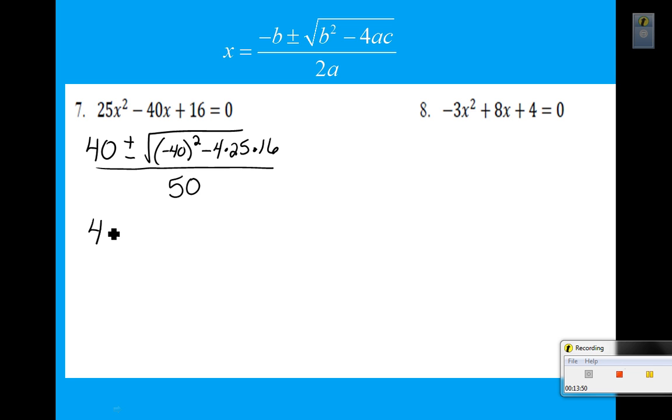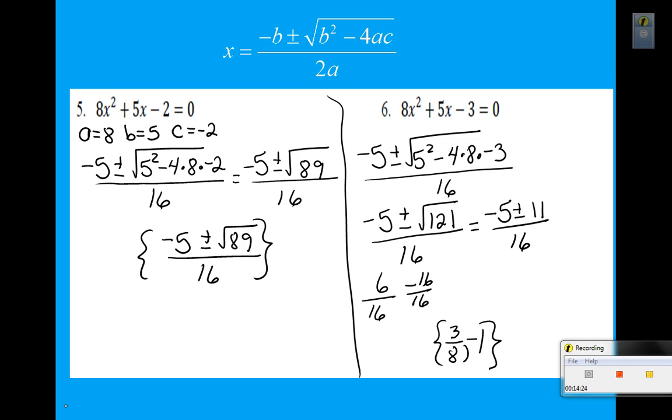Now watch what happens on this one. When I run this part through my calculator, I get 0. The square root of 0 is 0. So in this case, there's just one answer. Because 40 plus 0 and 40 minus 0 is the same thing, 40. So I'm going to get 40 over 50, which reduces to 4/5. That's the main part of the quadratic formula. I'm not done yet because there's some stuff on the back I need to show you. But hang with me one second.